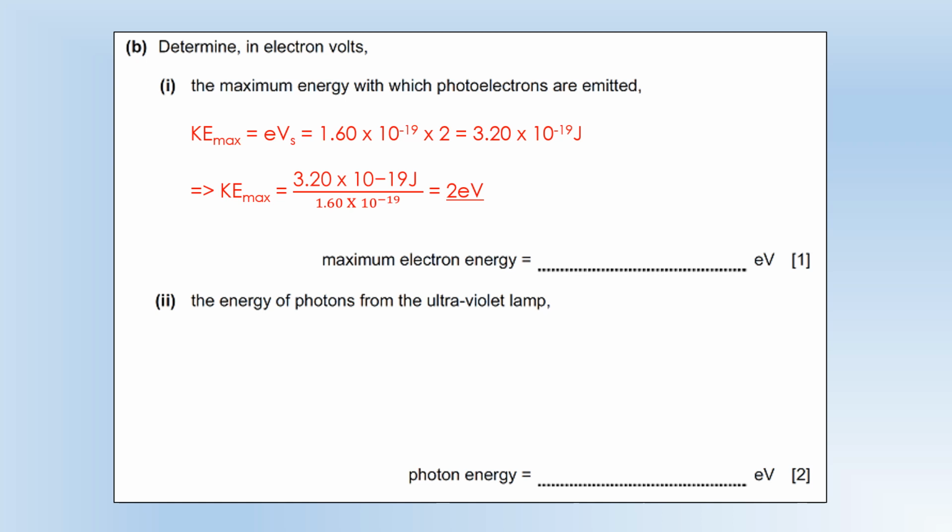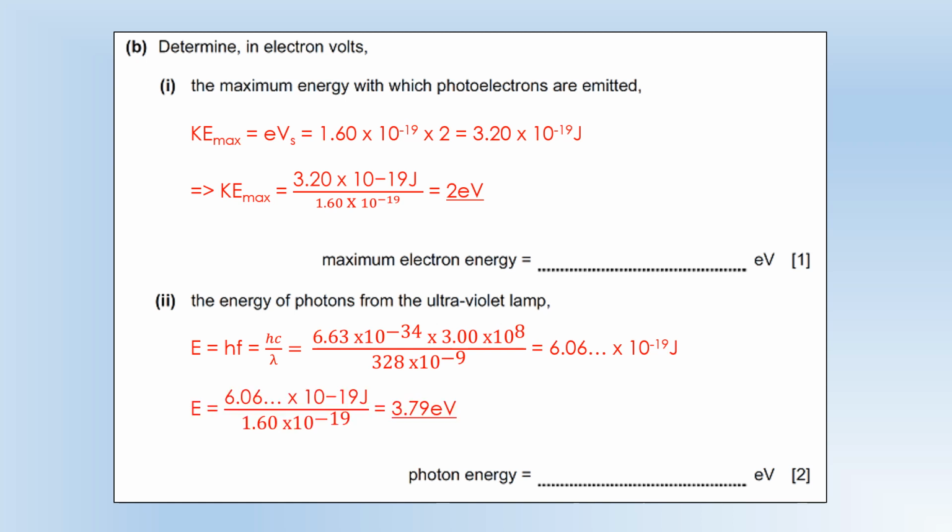Now, give the energy of photons from the ultraviolet lamp. So what we're going to do is use the wavelength to calculate this. We know Planck's constant, we know the speed of light, we know the wavelength, so we can calculate what the energy is. Again, it wants it in electron volts, so we use the same conversion factor, and we get 3.79 electron volts.